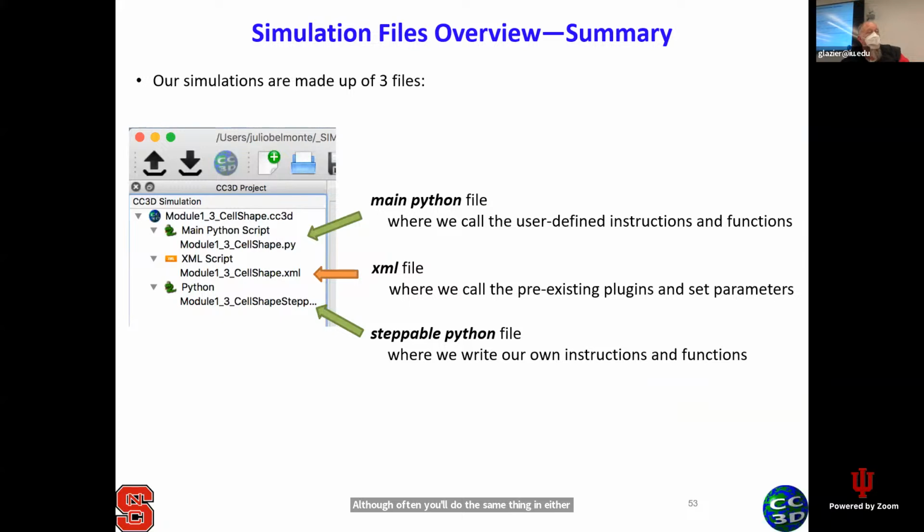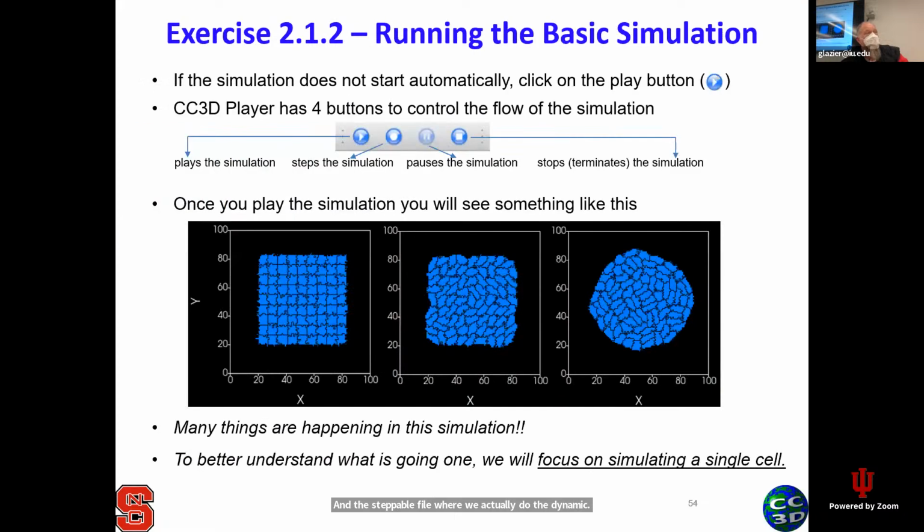Okay, so remember we have three basic modules that specify the simulation. The main Python file, which we typically won't hand edit, although we can. The XML, where we define what the plugins and energy functionals are and set certain kinds of parameters, global parameters. And the steppable file, where we actually do the dynamic, flexible things in our simulation.